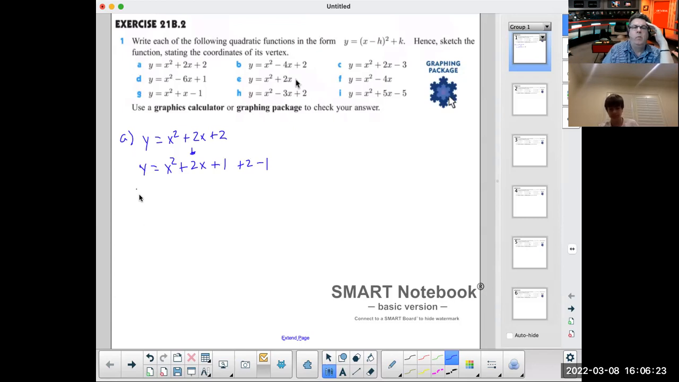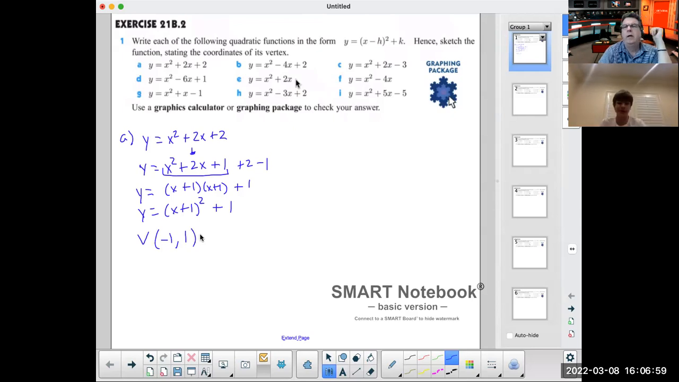Okay. So now y equals x plus 1 times x plus 1, and that comes from this guy, right? 2 minus 1 is plus 1. And we can write x plus 1 times x plus 1 as x plus 1 quantity squared, can't we? Plus 1. So what is the vertex? -1 and 1. Good. And so then we're going to sketch this bad boy.